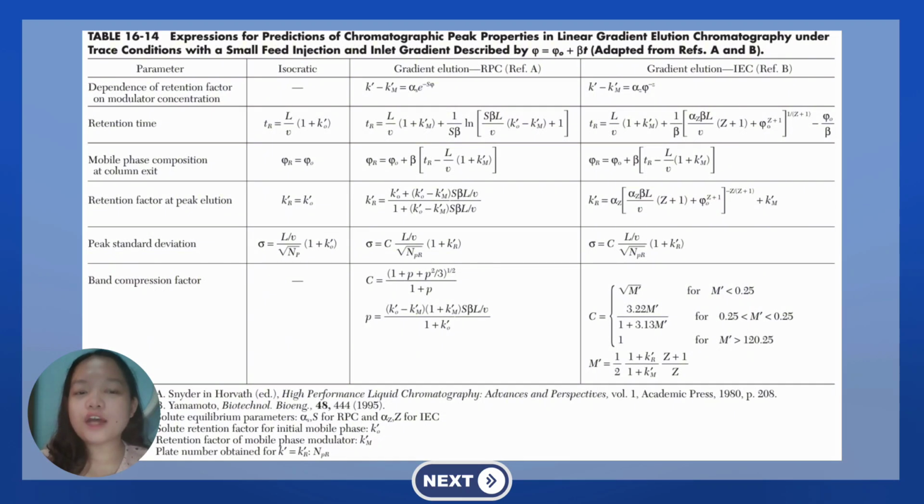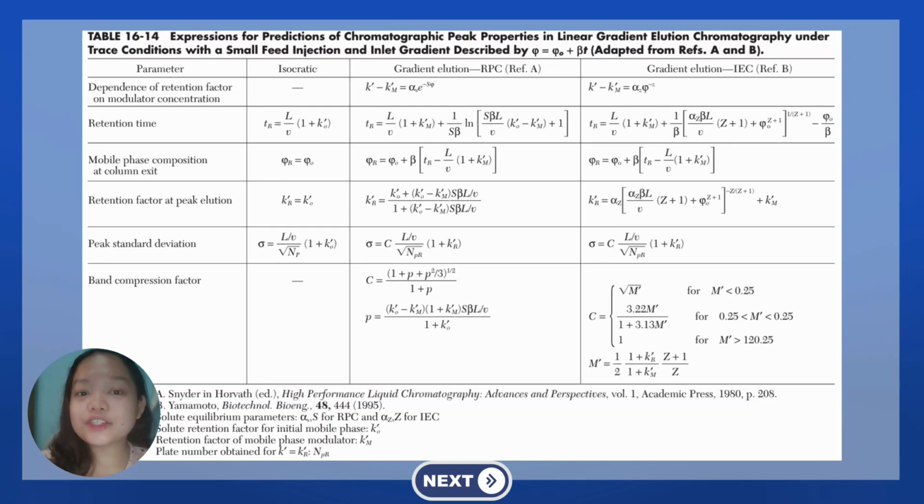Then the retention factor at elution. This value shows how strongly a solute is held at the moment it elutes. In IEC, it depends on both the gradient and ionic interactions. Stronger interactions or steeper gradients affect how and when the solutes come out.